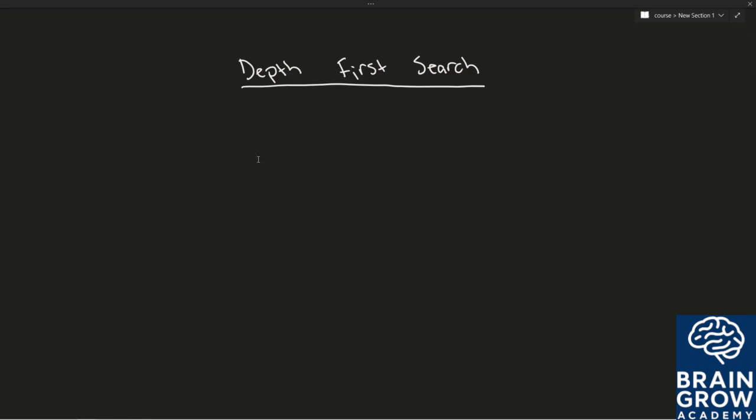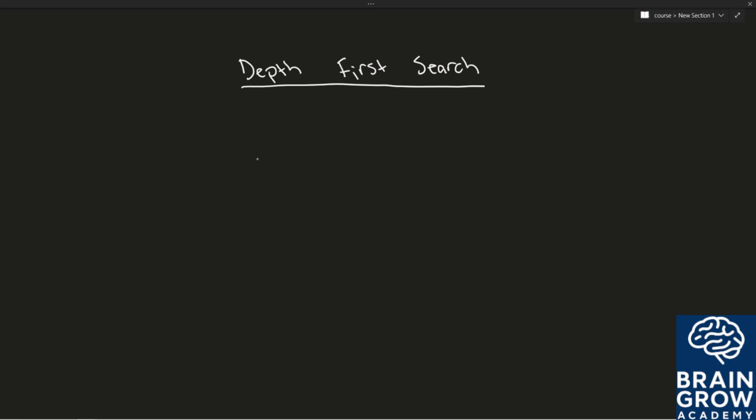In this lecture, we are going to start looking at the depth-first search graphing algorithm. This algorithm is going to start at a root node, which we are going to pass into it, and then it's going to explore as far as possible along each branch before backtracking.